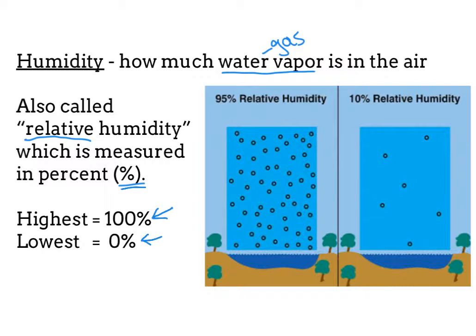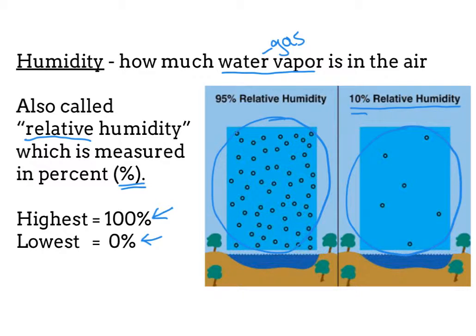For example, if you are outside and you tell your neighbor or your friend, wow, it really feels humid outside, what that means is that there are a lot of water vapor molecules in the air. So on this day where it's 95% humidity, it's going to feel really humid. Sticky is another word that sometimes people use. And if there's not a lot of water vapor molecules, like here on the right-hand side of the diagram, then we would say that's low humidity. This is only 10% relative humidity, so there's not as much water vapor in the air.